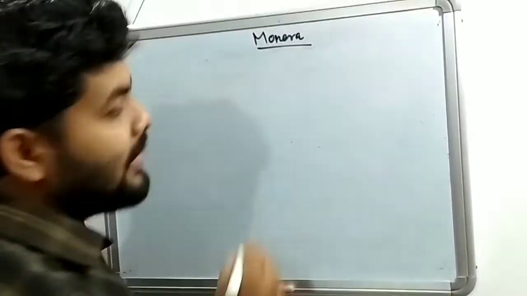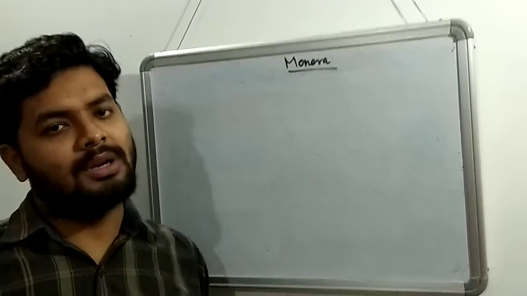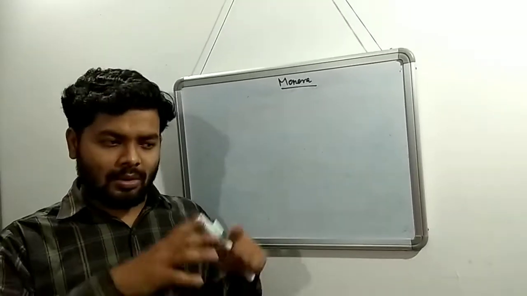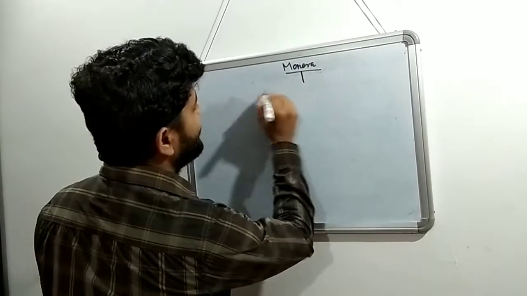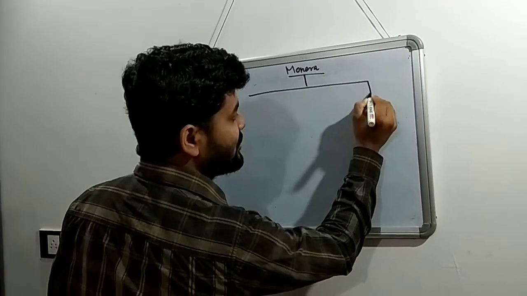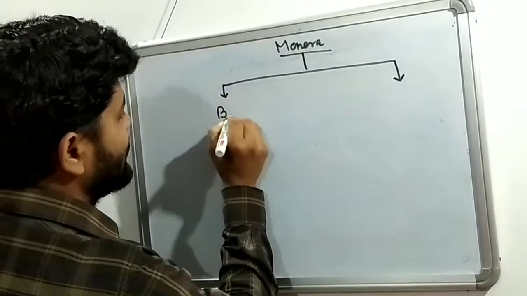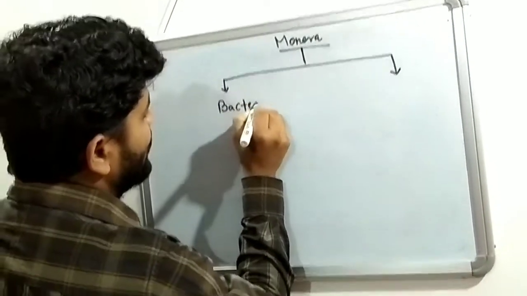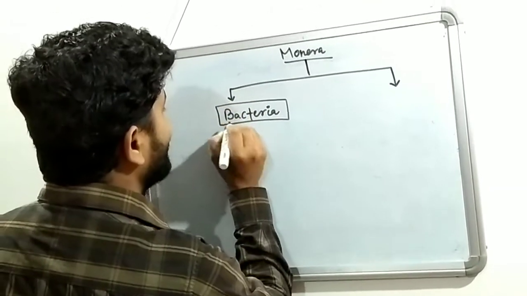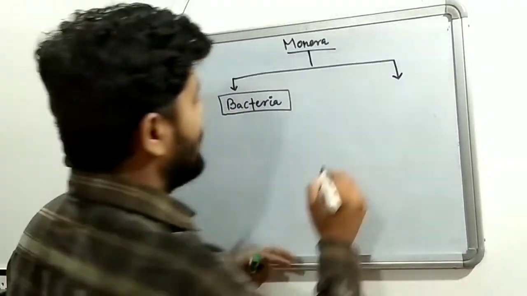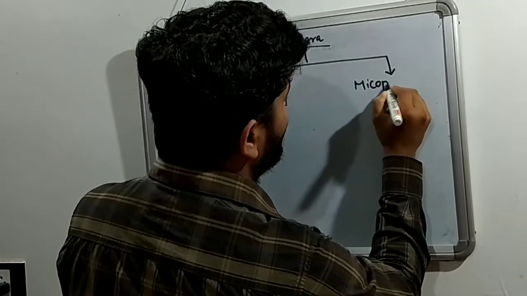Monera includes all of the bacteria which are present in our living world. So all of the bacteria. According to the classification, Monera includes all the bacteria. First of all, we will see the schematic diagram of the classification of Monera. Bacteria along with mycoplasma.